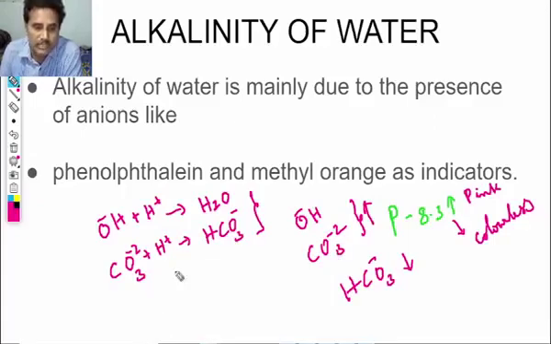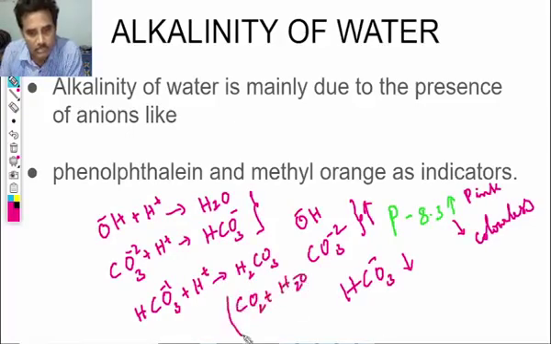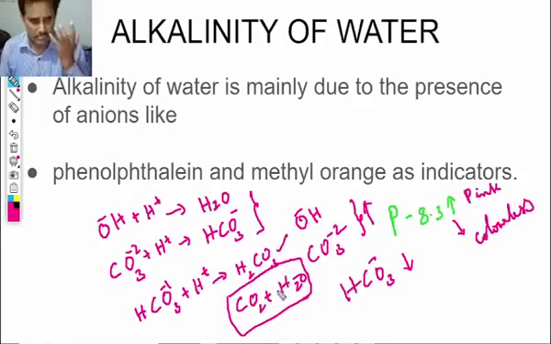The remaining reaction is where the bicarbonate reacts with another mole of H plus ion to give H2CO3. This is the reaction we are expecting. This can also be written as carbon dioxide plus water, the same reaction, which is also a correct representation. This is carbonic acid, and this is carbon dioxide plus water, the same. Whenever carbon dioxide dissolves in water, it gives carbonic acid. So this is about the phenolphthalein indicator.